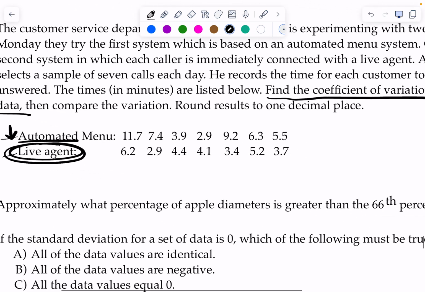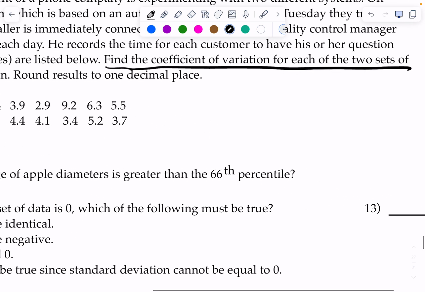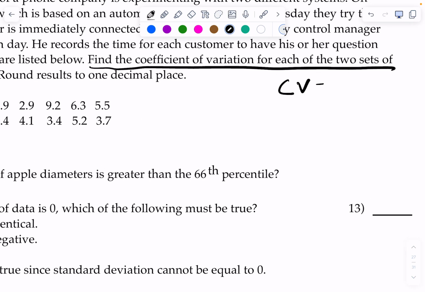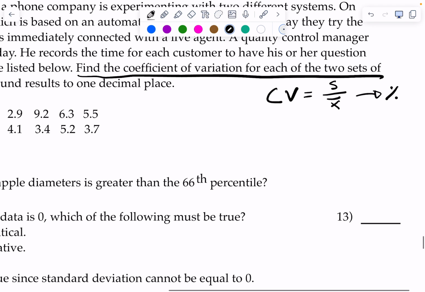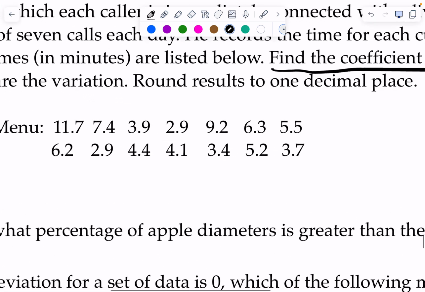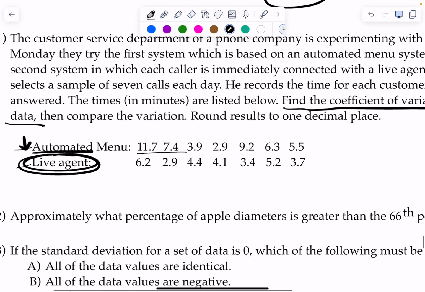So we're trying to figure out which one varies more. Okay, to find the coefficient of variation, all we do is take the standard deviation and divide by the average and then convert to a percent, or take it times 100, basically. The standard deviation divided by the average. So let's talk standard deviation. If you plug these numbers into your calculator, do you know how to find standard deviation and average? Standard deviation for the top and average for the top. I need to know what those two things are.